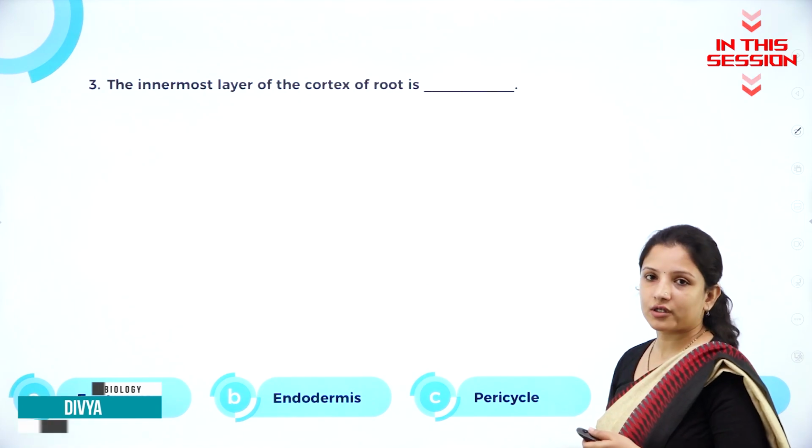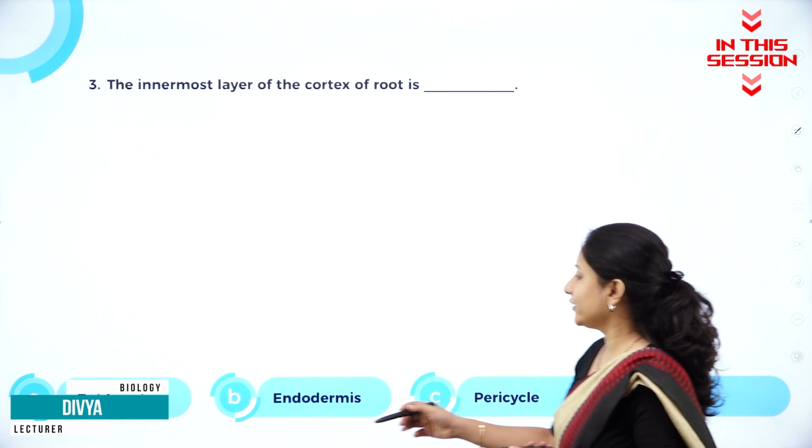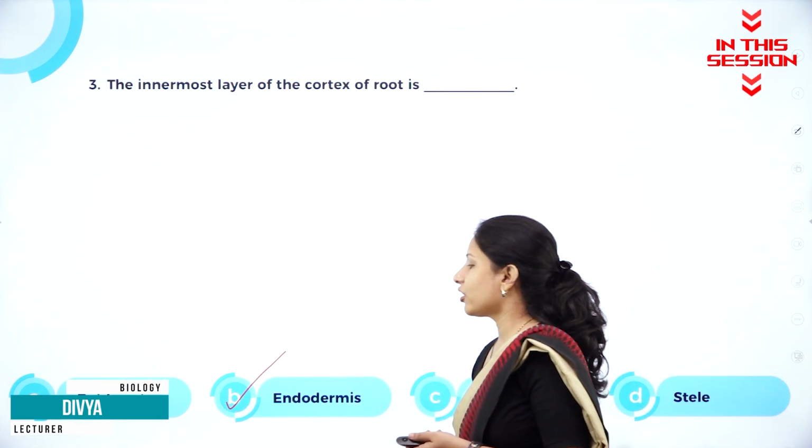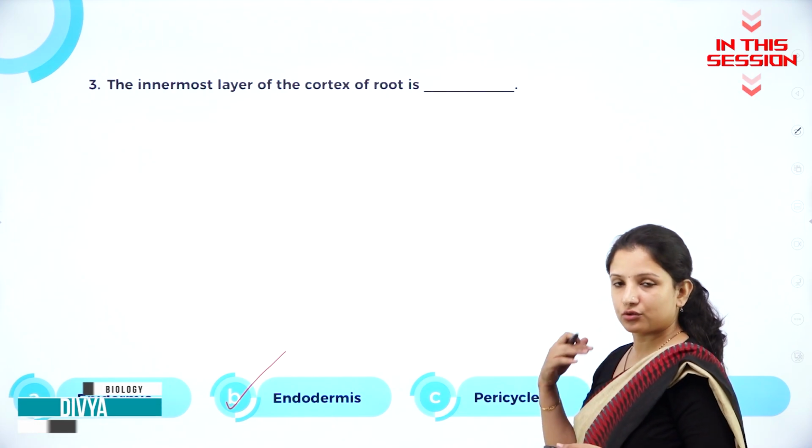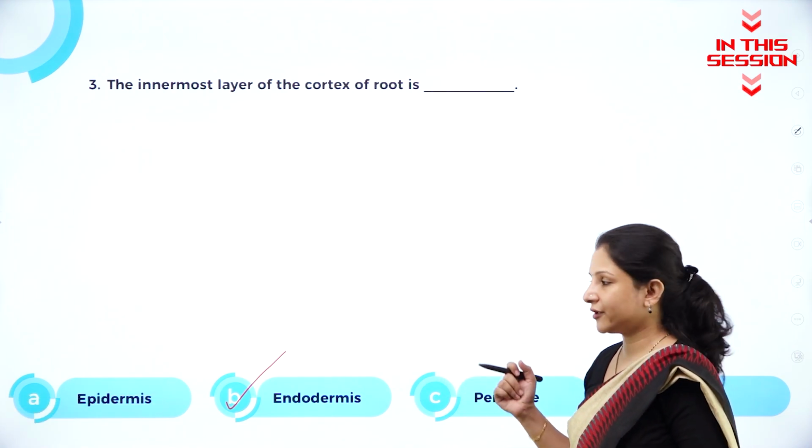The innermost layer of the cortex of the root is the endodermis. So after the cortex, we have the layer, that is, the roots have the layer which is called the endodermis.